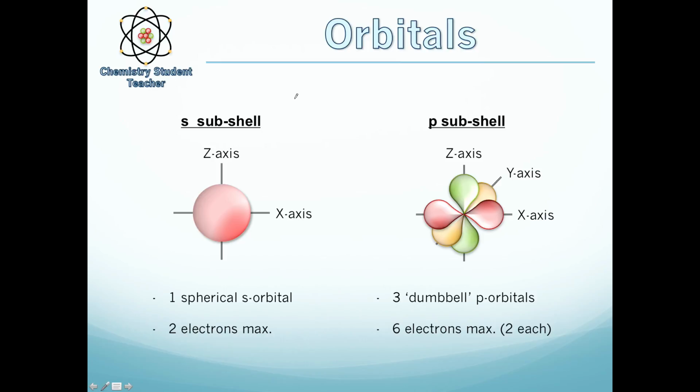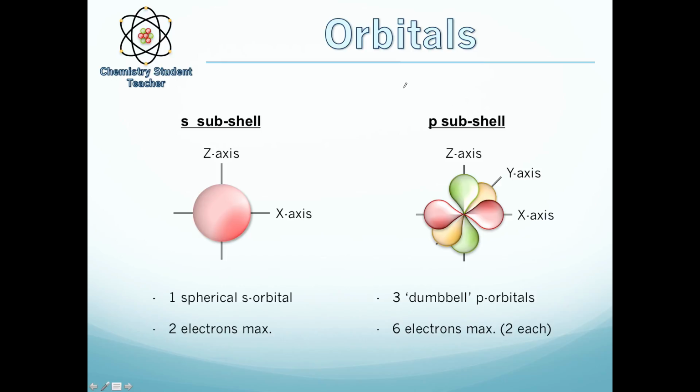So an S subshell has a spherical shape and can hold a maximum of 2 electrons because it only has one S orbital. A P subshell has 3 p orbitals, which are a dumbbell shape on each axis, meaning it can hold a maximum of 6 electrons, 2 oppositely spinning electrons per orbital.